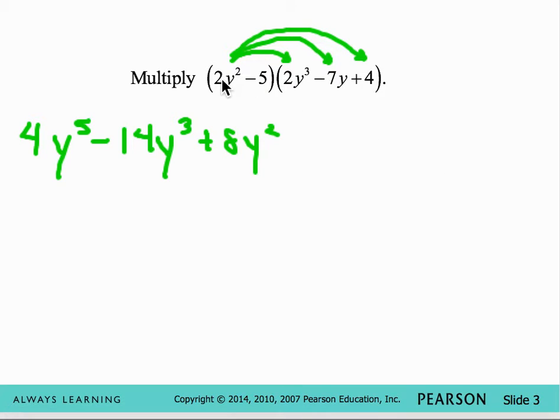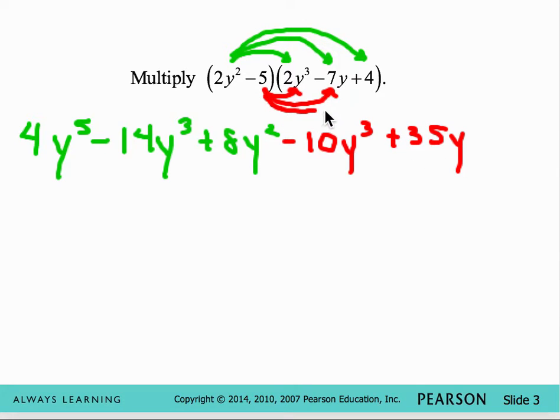Okay, now that I've multiplied this by every term, I jump to the next one and do it. Negative 5 times 2 is negative 10 y cubed. Negative 5 times negative 7 is positive 35 y. Negative 5 times 4 is negative 20. Once I've multiplied it by every term, if there was another term in my first polynomial, I would jump to it and do the same thing. But there's not, so I'm finished.